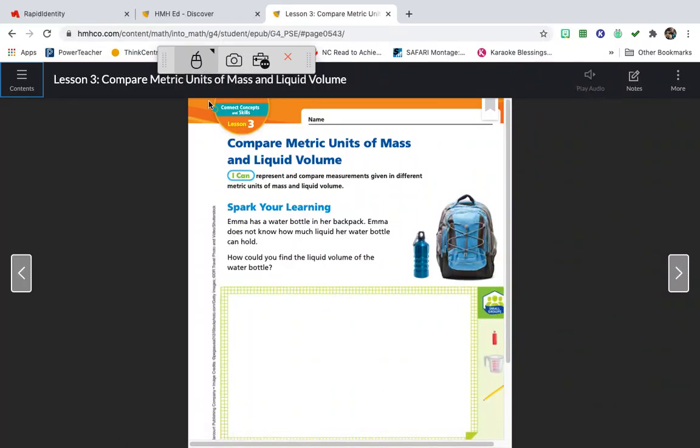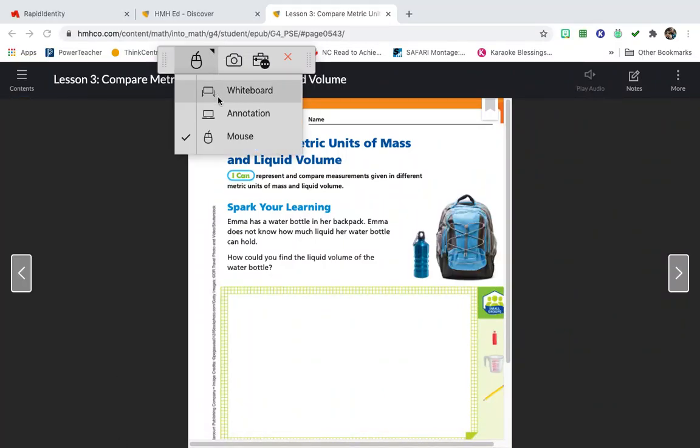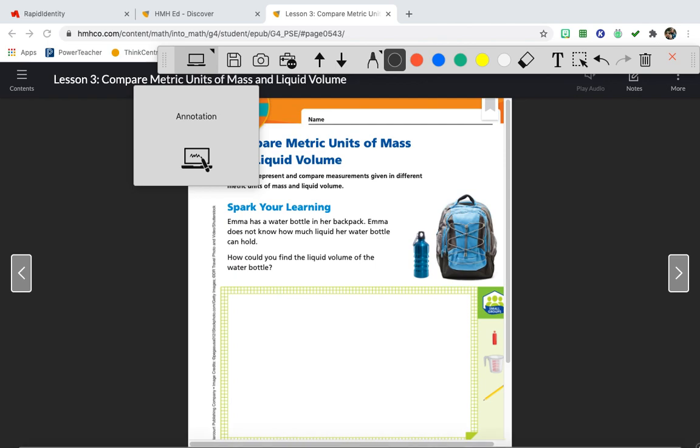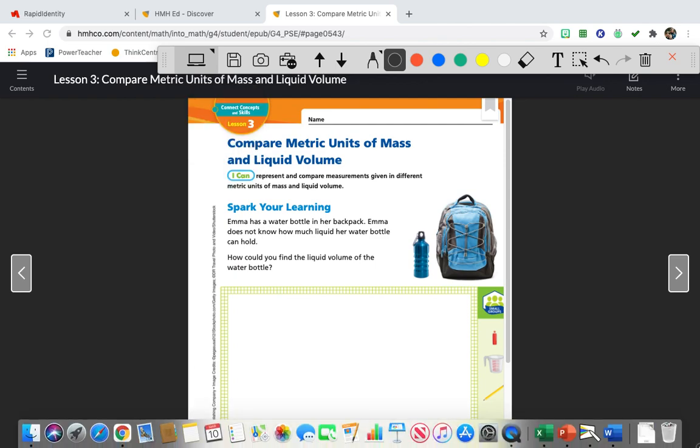Lesson 3. You find that on page 523 in your math workbook. And our objective today is to represent and compare measurements given in different metric units of mass and liquid volume. So let's look at Spark Your Learning.